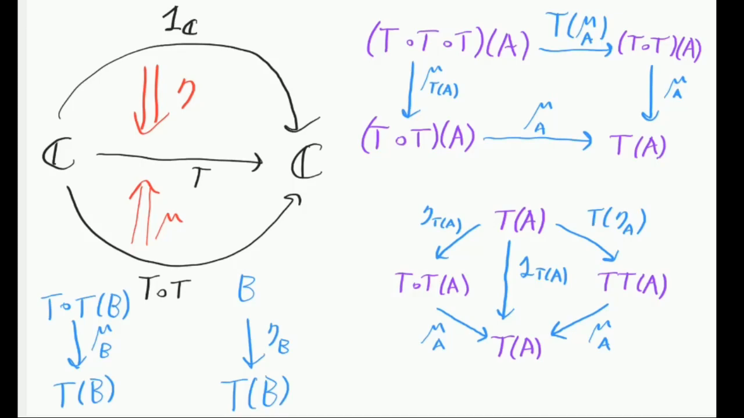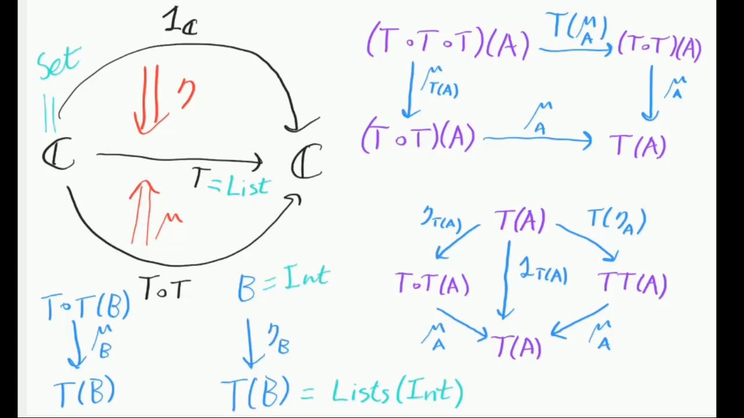So firstly, let's look at a very common example of a monad, which comes up when you're doing functional programming, but it's also useful generally in mathematics. So in this case, the category C that we're going to be working with is the category Set, and the functor T is going to be the list functor. So if B is the set of integers, then T of B is going to be the set of lists of integers.